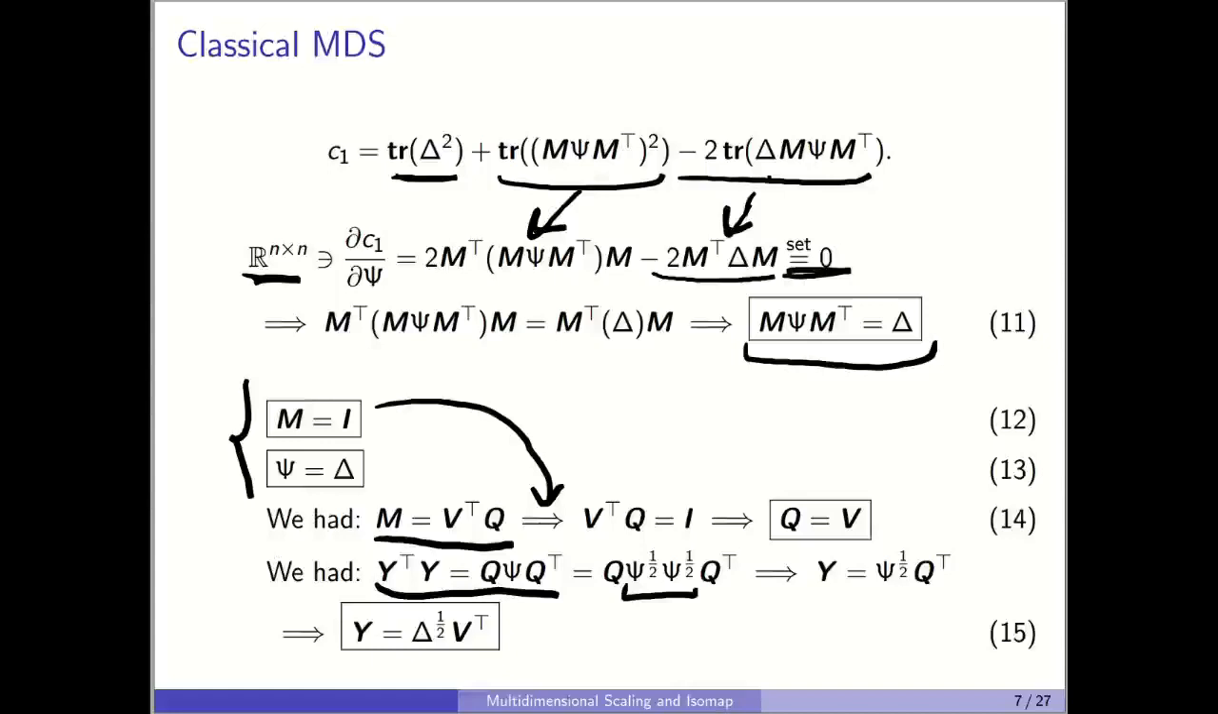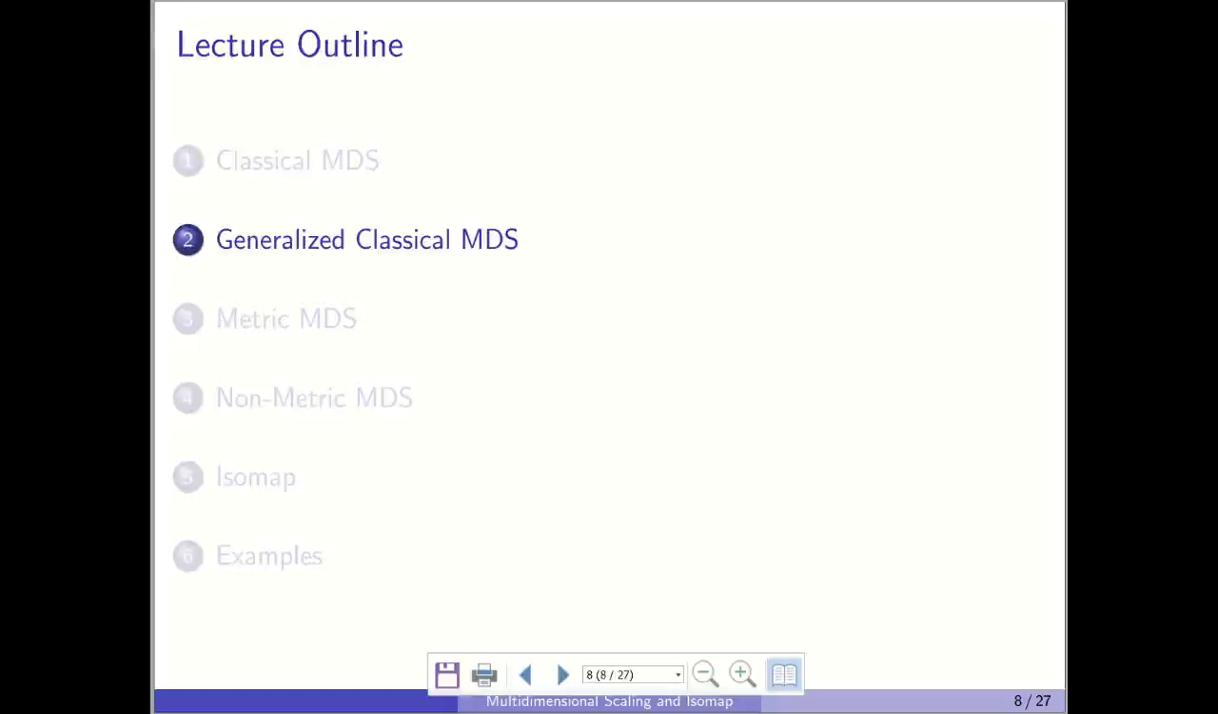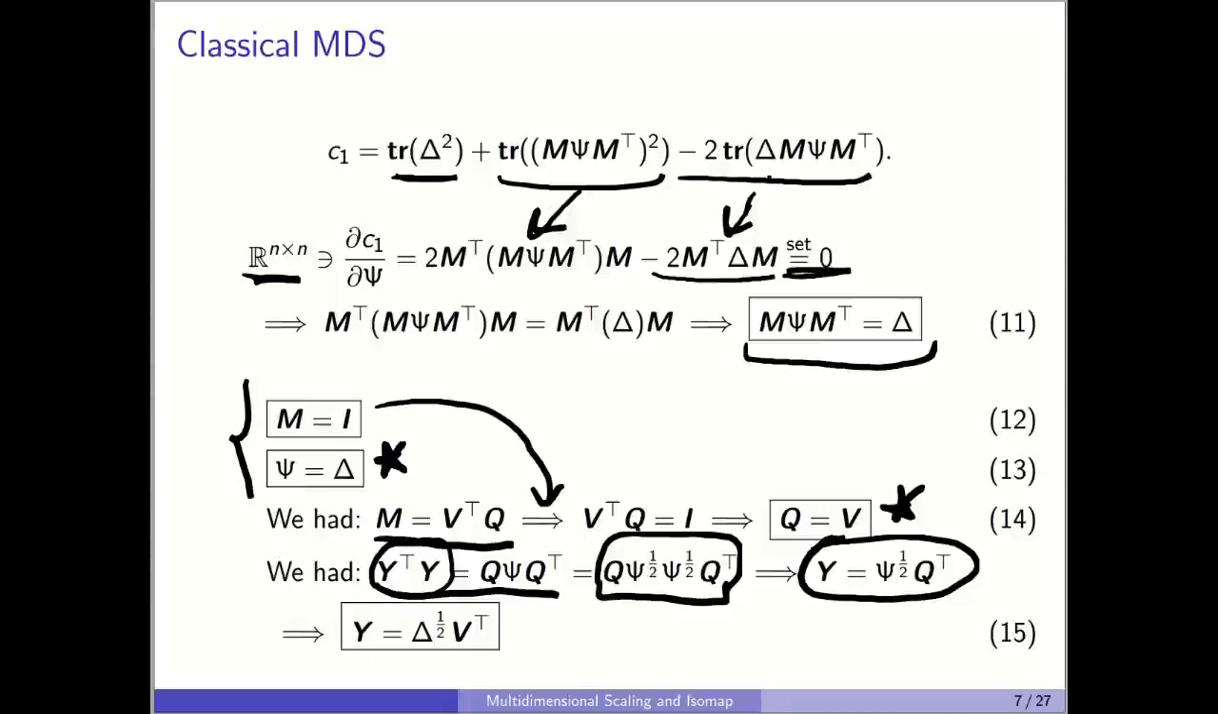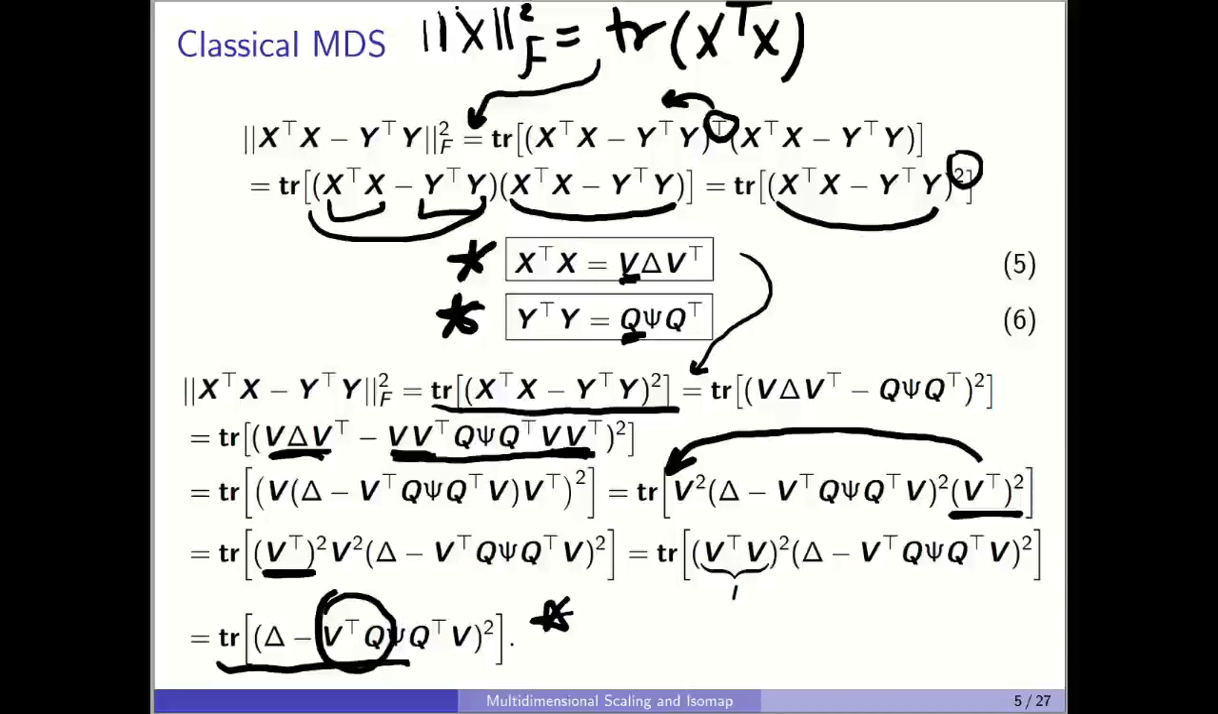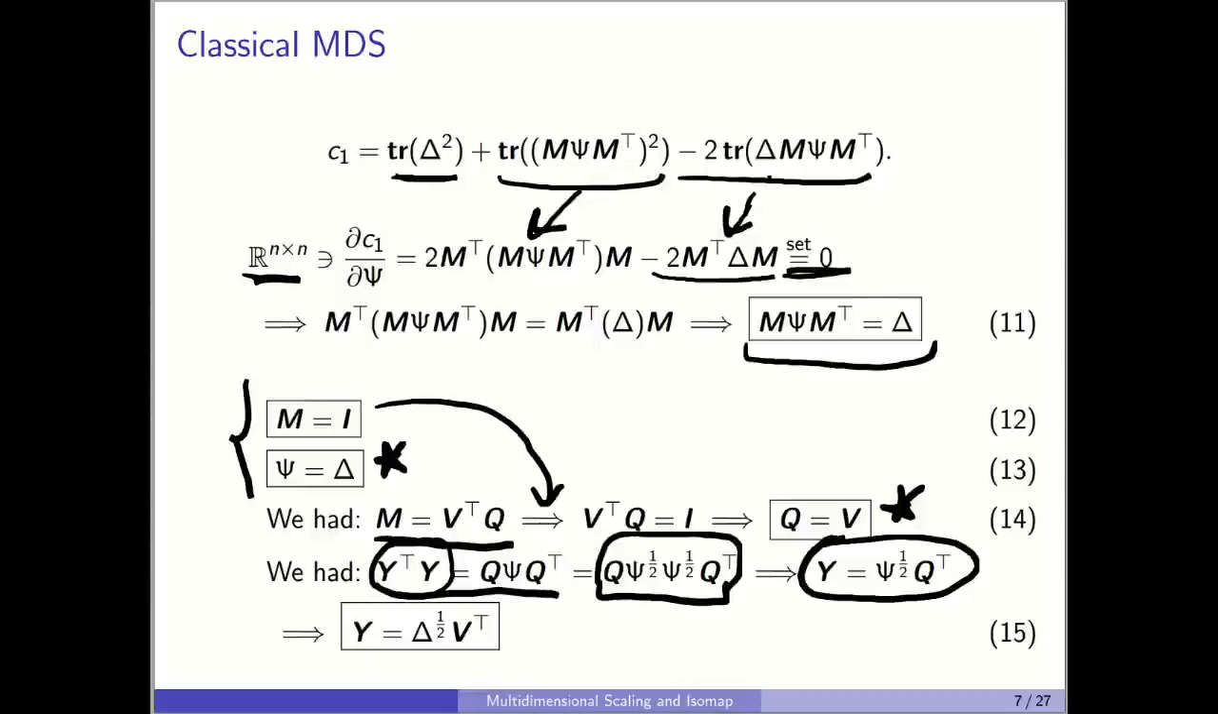So now we have decomposed this y transpose y into this. Comparing this with this, we can see that y is equal to the square root of psi times q transpose, and psi according to equation 13 was delta, and q here according to equation 14 is v. So if we replace it, we will have equation 15: y is the square root of delta times v transpose. So now we have found the embedding. What we wanted to find is the embedding, or y, of the data points. So using the eigenvalue decompositions of x transpose x and y transpose y, equations 5 and 6, we can find y. Now let's go to generalized classical MDS.